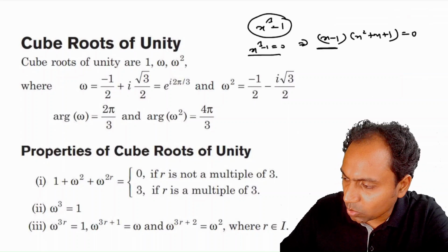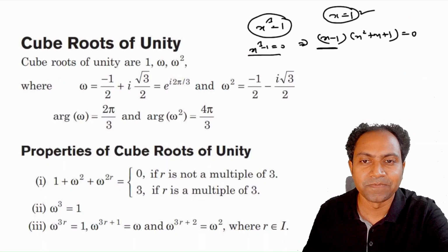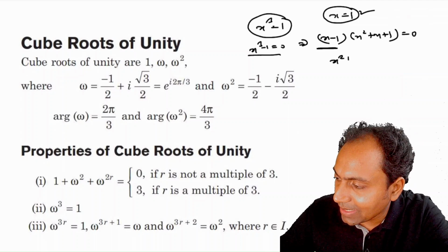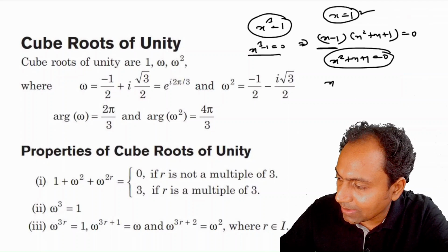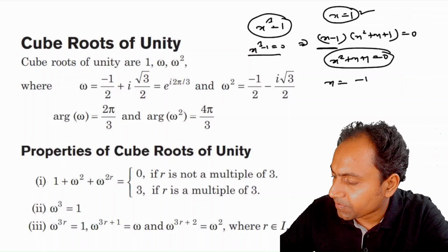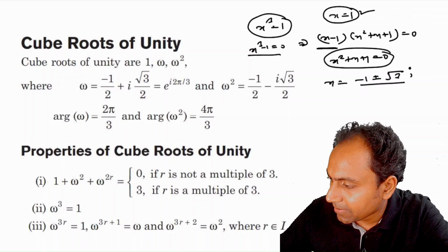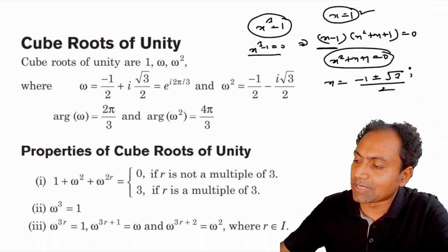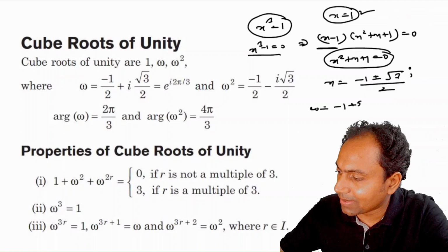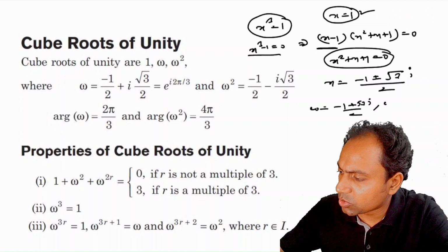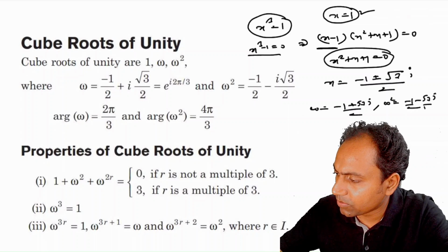So if I put x minus 1 equal to 0, I get the first cube root of unity, that is 1. And if I put the other one, that is x square plus x plus 1 equal to 0, I get two roots out of it. x is equal to (minus 1 plus minus root 3i) by 2. So if I take plus sign, I get omega. So my omega is equal to (-1 plus root 3i) by 2. And if you square it, you get the other one, that is (-1 minus root 3i) by 2.